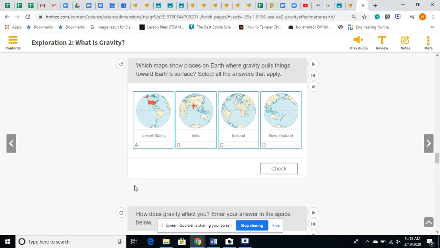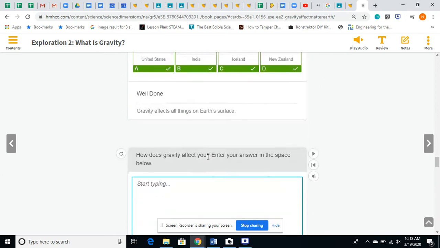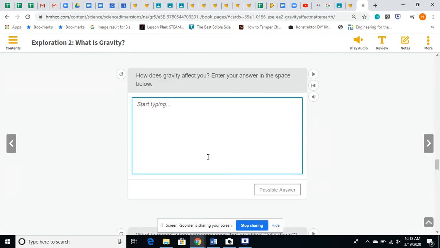Which maps show places on Earth where gravity pulls things towards Earth's surface? Select all that apply. It is all of them. How does gravity affect you? Enter your answer in the space below. Gravity affects me by keeping me on the Earth. I do not float into space. Drop something, it falls toward the Earth.